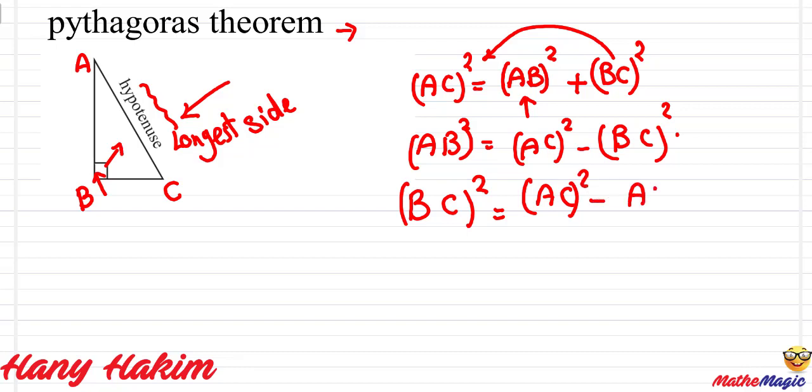To make it easy, the hypotenuse makes plus, and any side of the two sides of the right angle makes minus. And to get one of them, get the square root. I mean, if I need AC only, you have to get the square root.